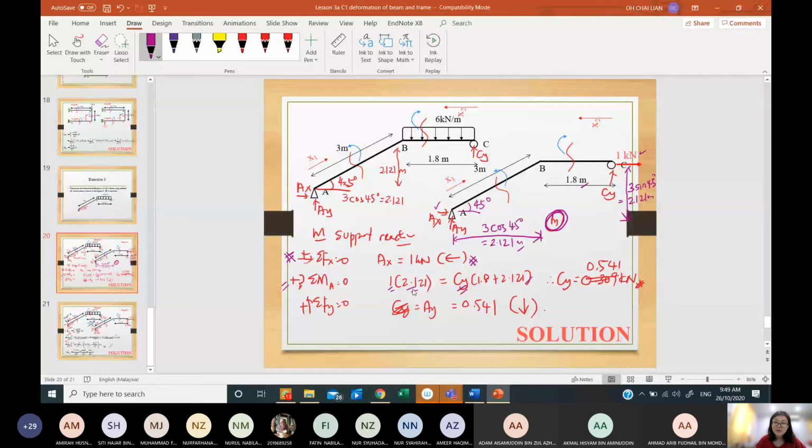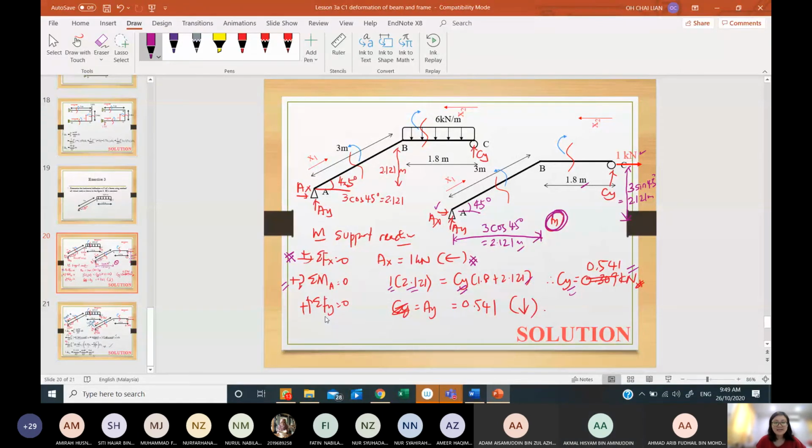So this is how you form your equation here. That's all, because there is only one unit load. So you can get your Cy is 0.541. Can you get it right now? Yes, madam, I got it.